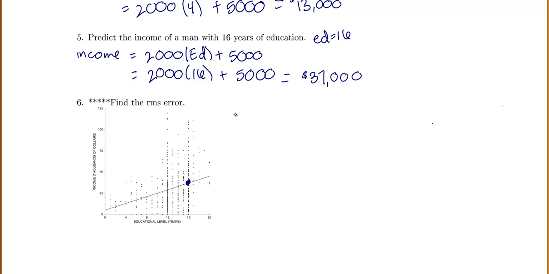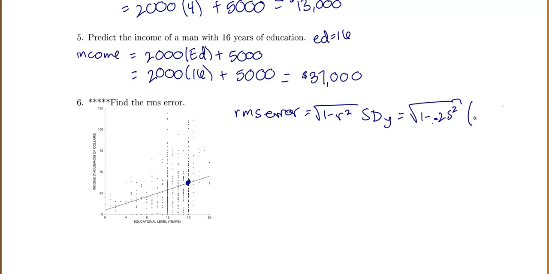Okay, so let's find our RMS error. Remember, that's the square root of 1 minus r squared times the standard deviation of y. So it's going to be the square root of 1 minus 0.25 squared times the standard deviation of our income, which is 24,000. So this equals 23,237.9. That's a pretty big RMS error.